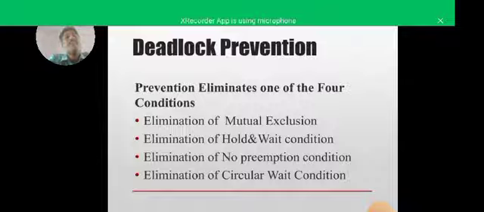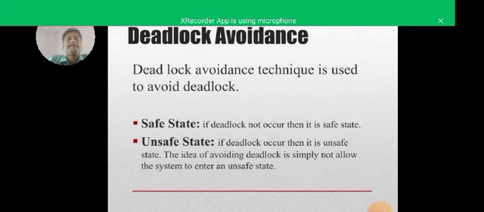So, how to prevent the deadlocks? First one is the elimination of mutual exclusion. Then second one is elimination of hold and wait condition. Then third one is elimination of no preemption condition. And then fourth one is elimination of circular wait condition.